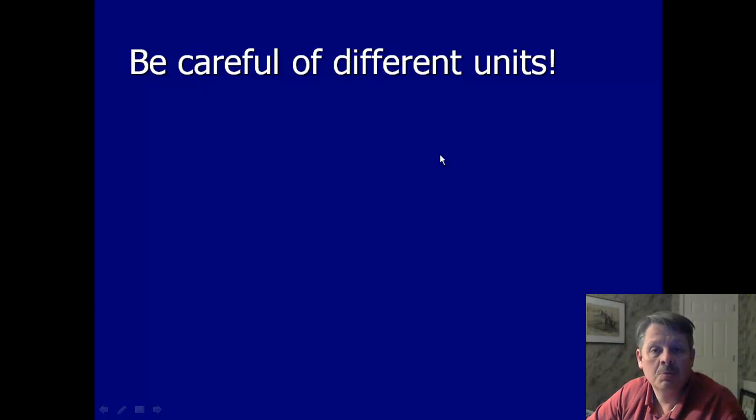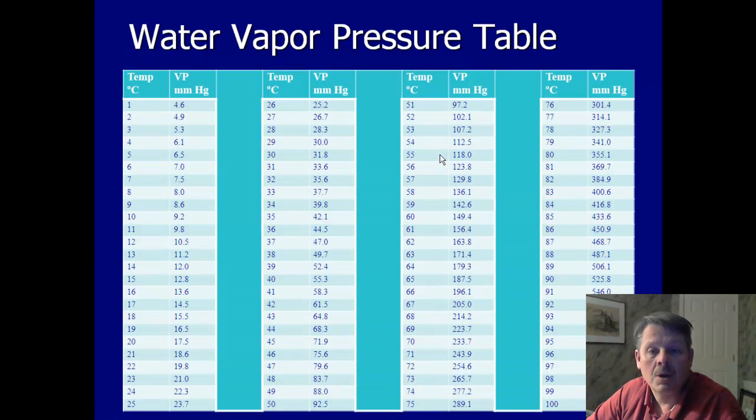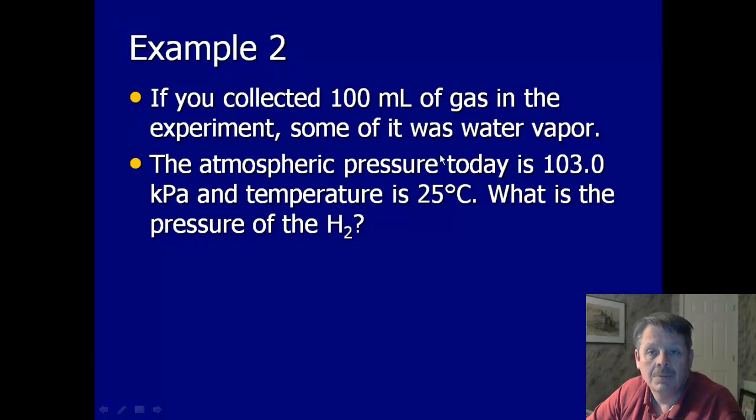We have to be careful of different units. Remember, sometimes we're not always going to give you the same units. So let's say we collect 100 milliliters of gas, same experiment, some of it's water vapor. The atmospheric pressure today is 103.0 kPa. The temperature is 25 Celsius. What's the pressure of the hydrogen gas? Pause the video, guys. See if you can do this.